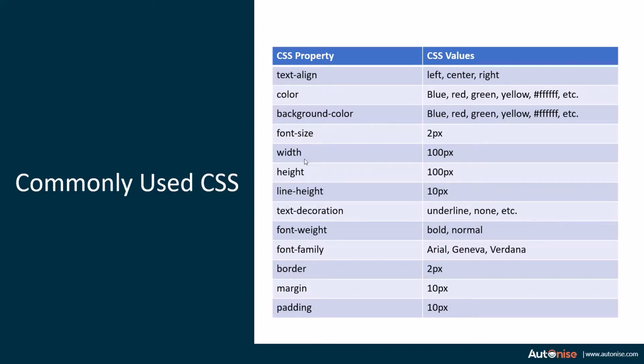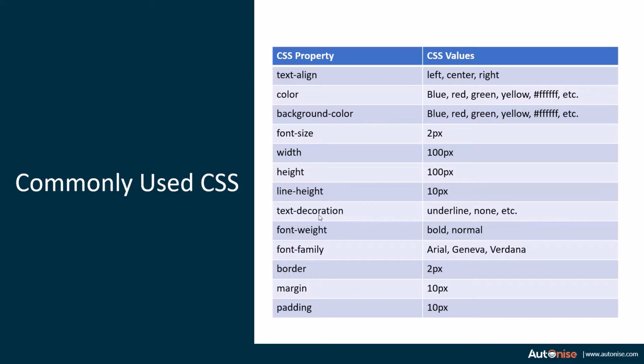Then there is the width, which is used to specify the width of the element, the height, which is used to specify the height of the element. There is the line height, which is used to specify how much height your line should take. It's different from font size, as line height will leave some gap to ensure that the line height is met. You can specify the width, height, and line height in terms of pixels.